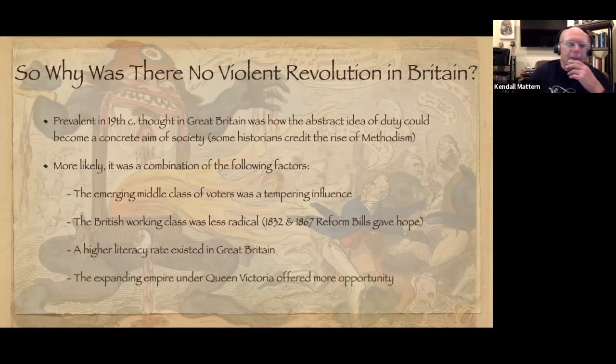And lastly, and this is a big one, the expanding empire under Queen Victoria offered a lot of opportunity for middle class who may be disgruntled, but they could go to India and they could go to parts of Asia and elsewhere and get pretty good jobs and make a good living to support their family, and have a more important position than if they had stayed at home.